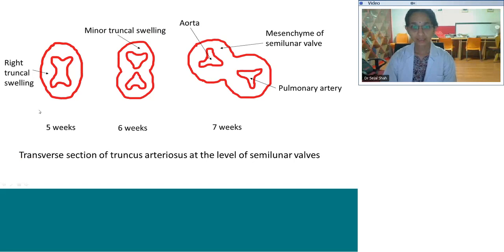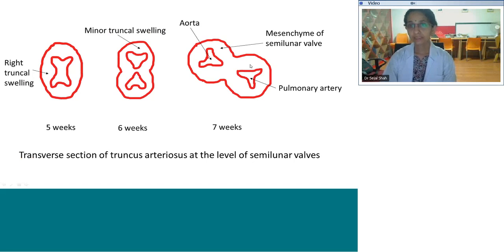So now if we see a transverse section at the level of semilunar valves, that is the lower end of the truncus arteriosus, we saw that there are two swellings which appear on the right superior and left inferior aspects, which then slowly fuse with each other. Simultaneously, there is development of small intercalated truncal swellings, and at the end of the counterclockwise rotation, this is how it looks. So this is the pulmonary artery, this is the aorta.